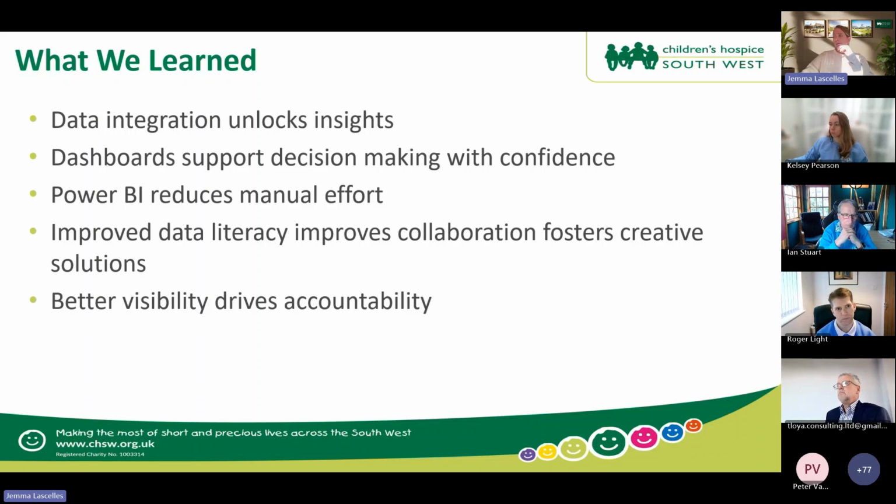What else shall I focus on here? I mean, Power BI is the platform that we've been using, and we will be integrating that with Fabric going forward as the next stage of the project. That significantly cuts down repetitive reporting time, so that manual effort in reporting will reduce over time.